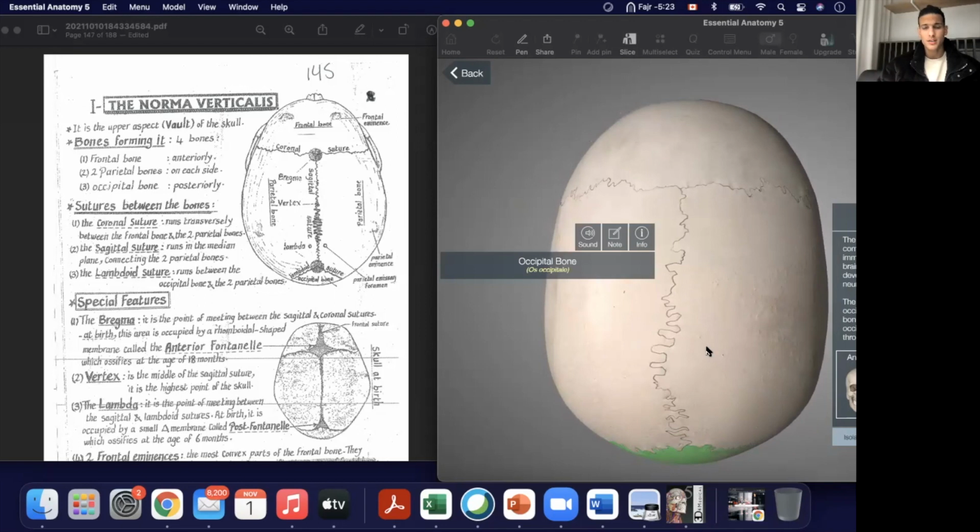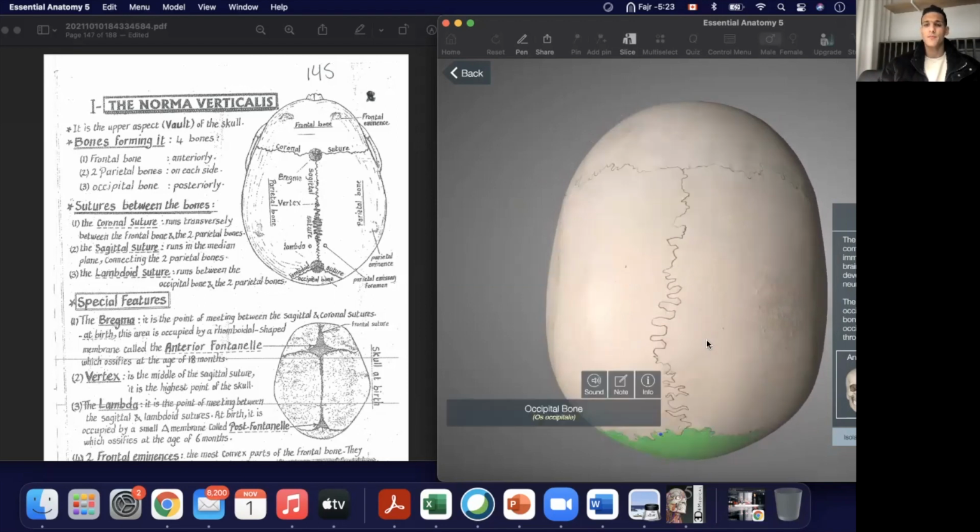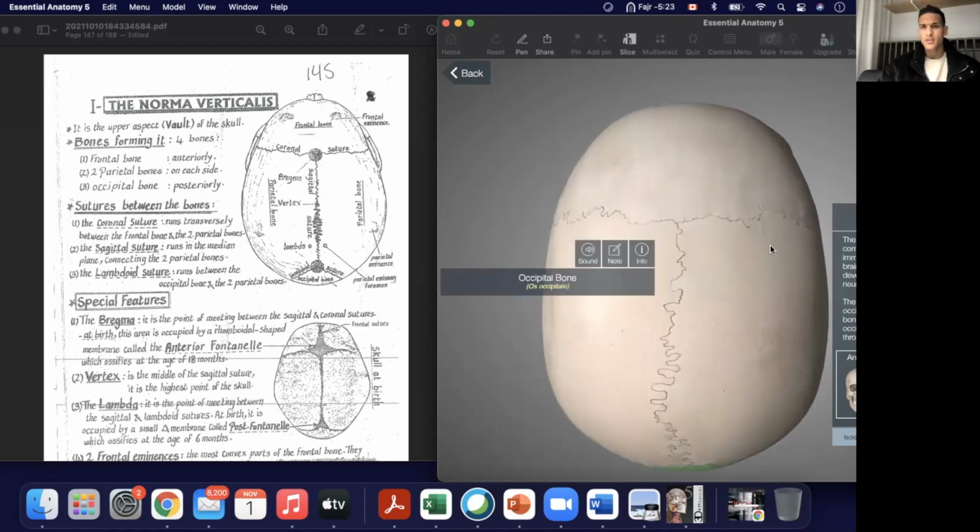Now we're going to discuss the sutures of it. We mentioned the bones. Now we want to talk about the sutures that separate them, the joints. Remember when we talked about fibrous joints? We said that sutures are part of the fibrous joints of the body, and that they are found in the skull. Basically, these are the joints between the frontal bone and the 2 parietal bones. This is called the coronal suture. Those names are very important to remember.